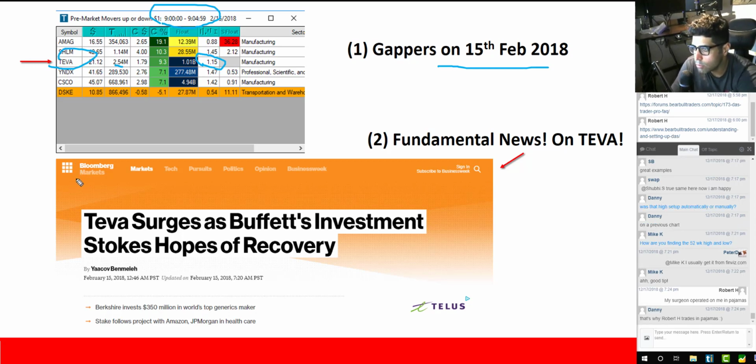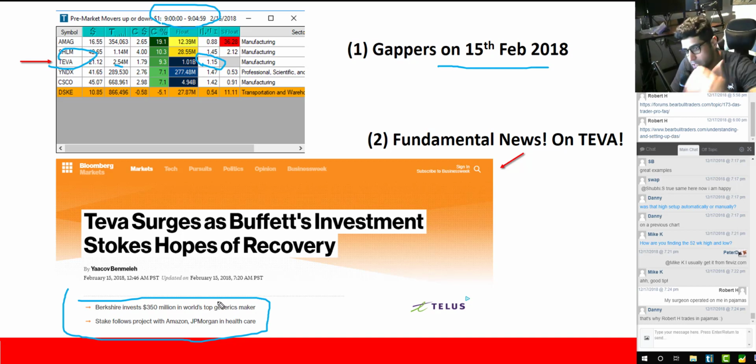And what's the news? Go to Bloomberg or other sources. Teva surges as Buffett's investment stokes hope of recovery. So that is the news that comes in: Warren Buffett's Berkshire invests $350 million in this company. Warren Buffett is a big investor, like a big hedge fund, so they are investing in this company. It means that there must be something.